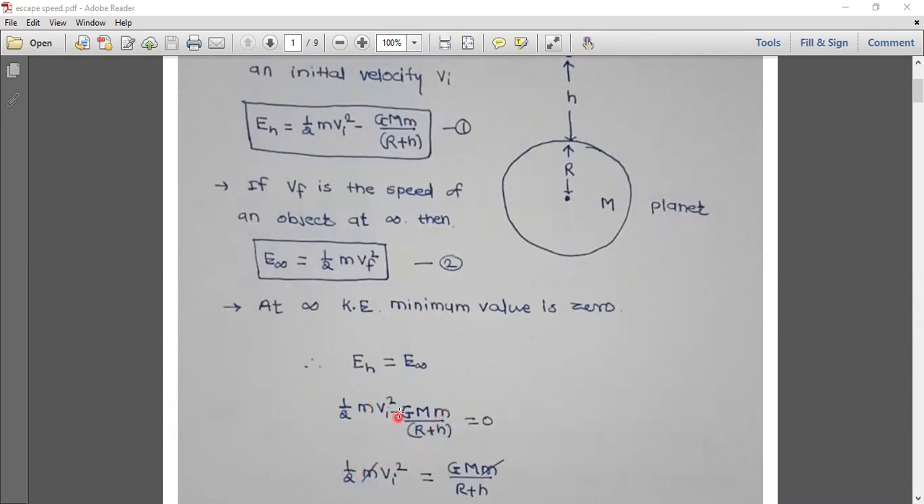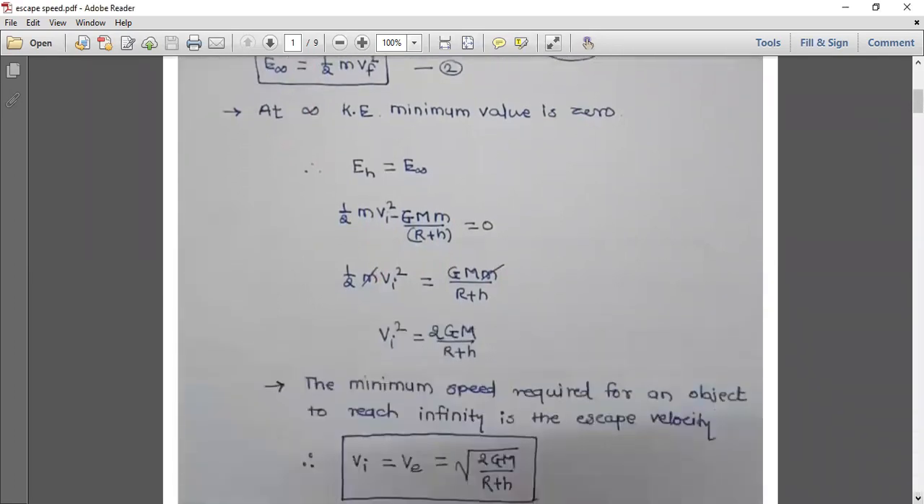Now this gravitational potential energy I am transferring here, so this minus will become plus, and m cancels on both sides. Then what I am getting: half m vi square is equal to GMm by r plus h. First I have transferred this, cancel m, then vi square. This 2 also I have transferred here: 2GM by r plus h.